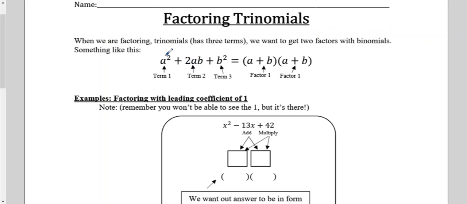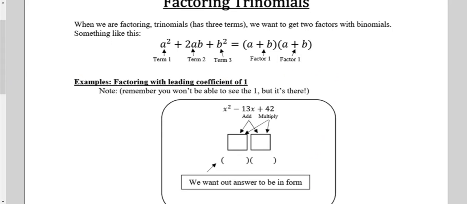Okay, what that means is, we have term 1, term 2, and term 3, okay? And when we factor it, you're usually going to see two sets of parentheses, and then you're going to have binomials in here, okay? So let's look at how this works.